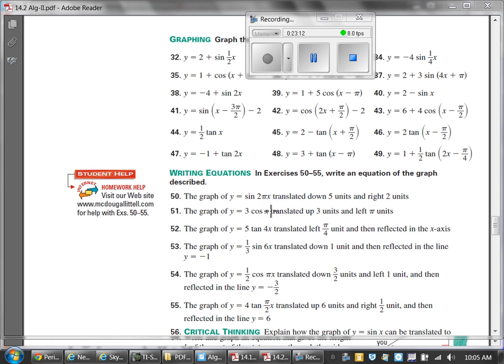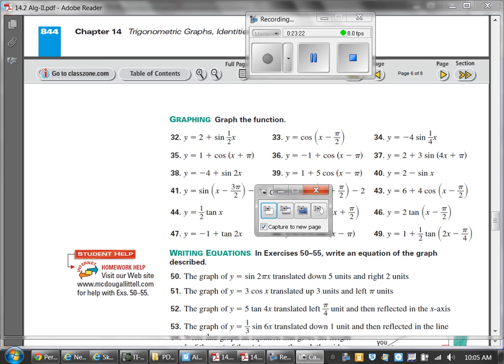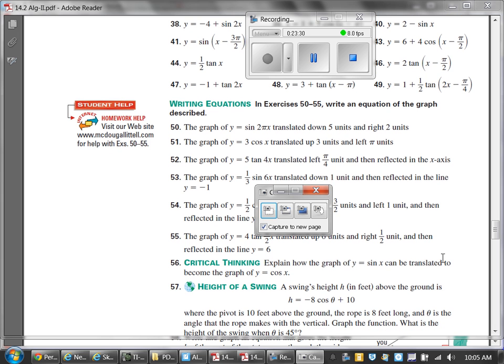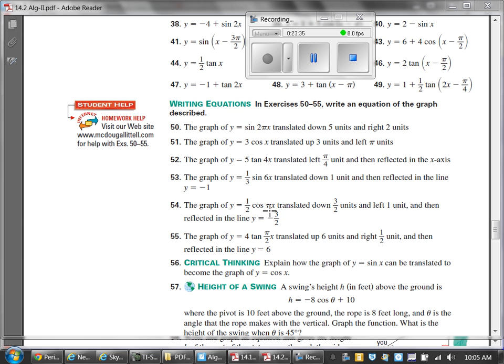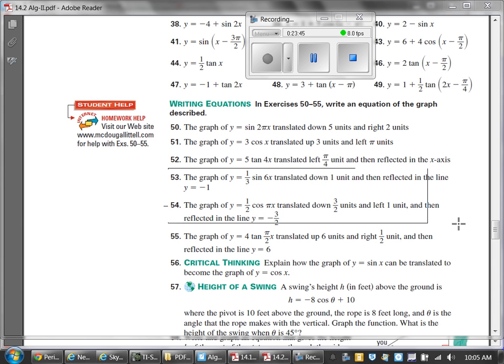Can you repeat that? On page 845, I'd like you to go 38 to 43. And then I want to do a couple of these translated ones: 50 and 51, and 53 and 54. I'm just putting them all on the board real quick. So 50, 51, 53, 54.